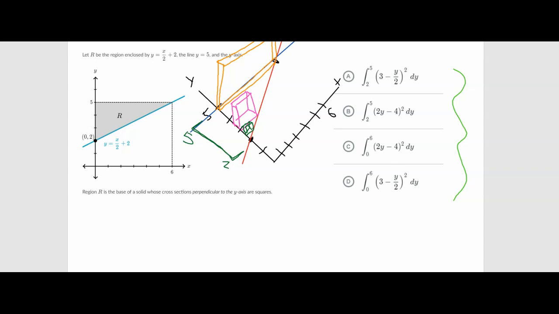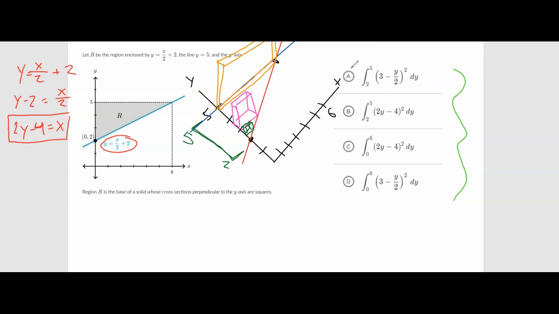Okay, what I notice right away about these answer choices is that they're integrating with respect to y. So that means that the functions I'm using need to be in terms of y, not x. Right away, I see this function right here. I'm going to need to write that in terms of y instead of in terms of x. That's what I'm going to do first. I'm going to get y minus 2 is equal to x over 2. And then I get 2y minus 4 is equal to x.